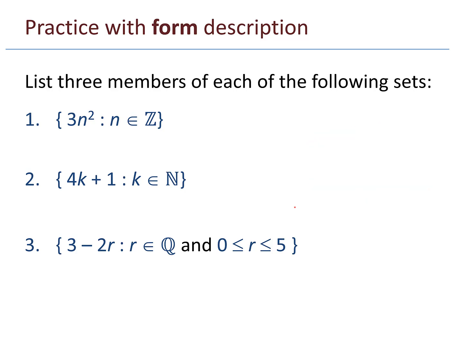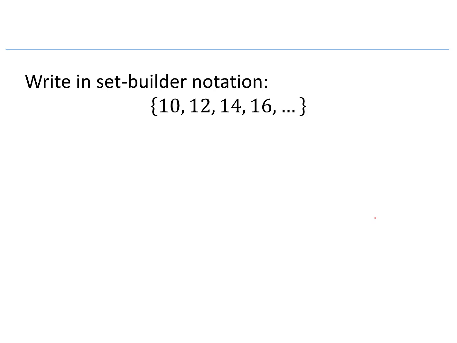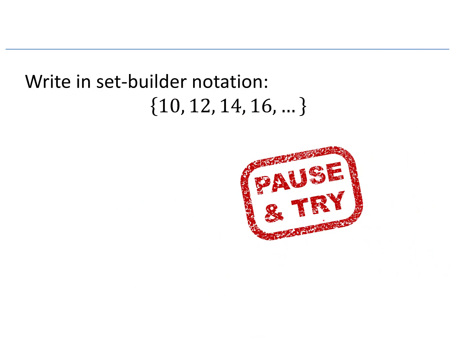Alright, let's do this. There is the roster form for the first set, roster form for the second, and for the third set, it's going to be any rational number in the closed interval from negative 7 up through 3. Now, how might you write this thing using set builder notation? Again, pause and try. See what you can do. There's more than one right answer, so see what you think.